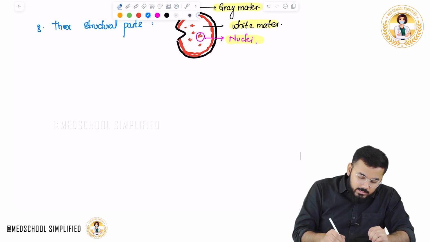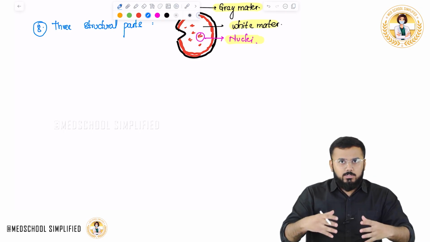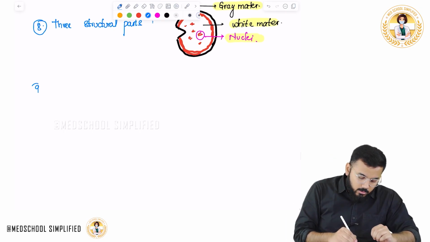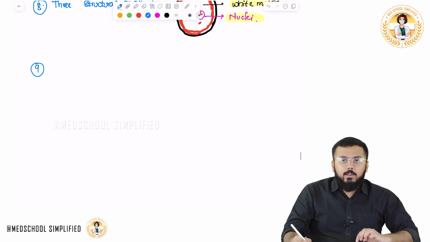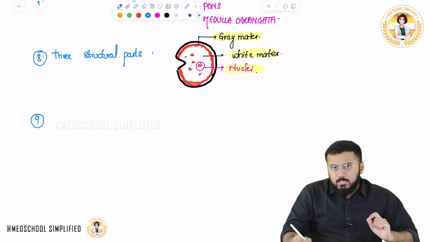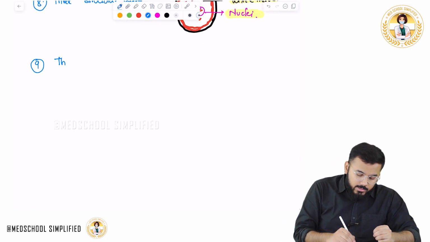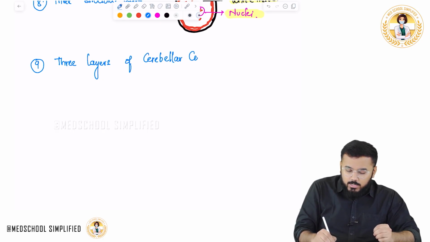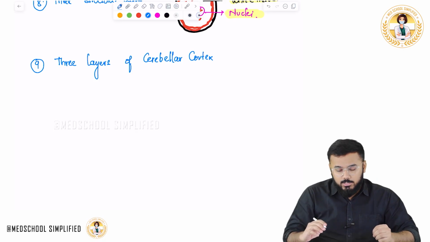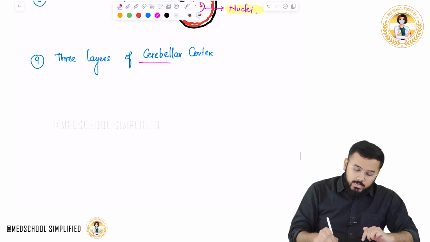So this thing I haven't discussed yet. We will discuss in detail when we are discussing the internal structures of the cerebellum. Next important thing also I haven't discussed; again, when we discuss the internal structures, there we will discuss. Now within the cerebellar cortex, you have three important layers. What are the three layers of the cerebellar cortex? This I haven't discussed so far in the previous lectures, but when I discuss the internal structures, you will surely find this part.